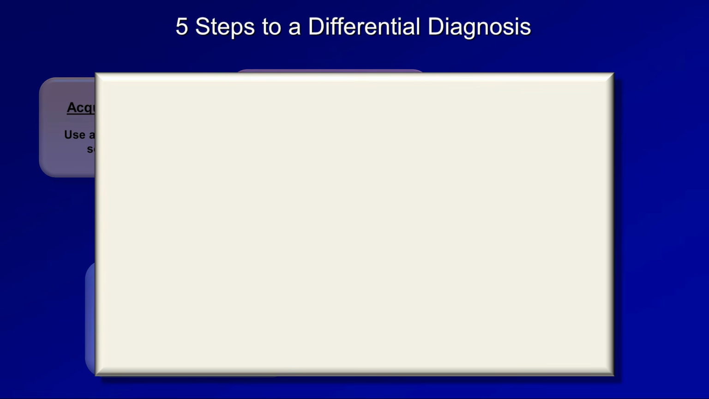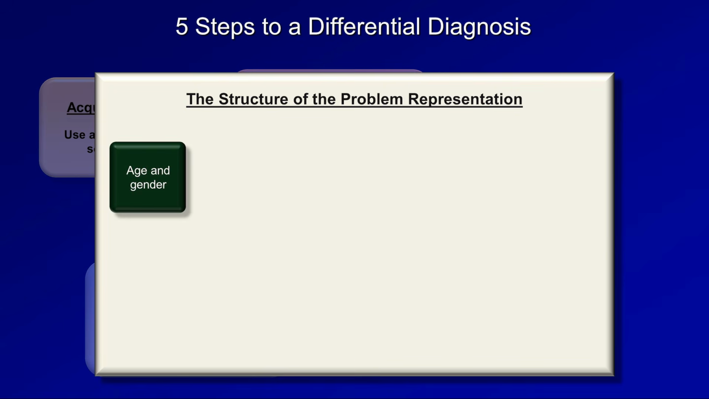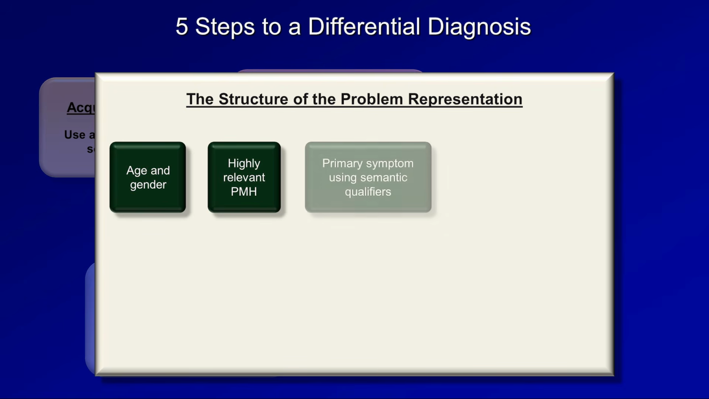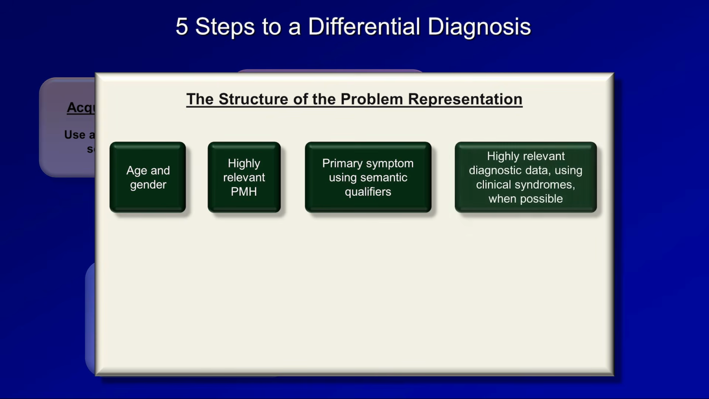So now, using semantic qualifiers and clinical syndromes, how do we construct the problem representation? There are at least two approaches to this. The one I favor is to link four categories of information into a single sentence using a standardized order. Age and gender first, then highly relevant past medical history, followed by the primary symptom using semantic qualifiers, and ending with the highly relevant diagnostic data using clinical syndromes when possible.